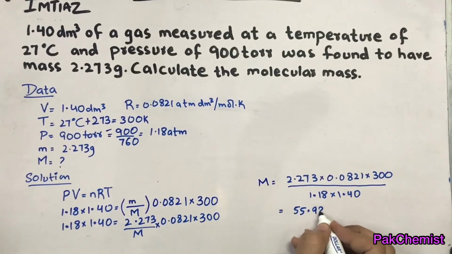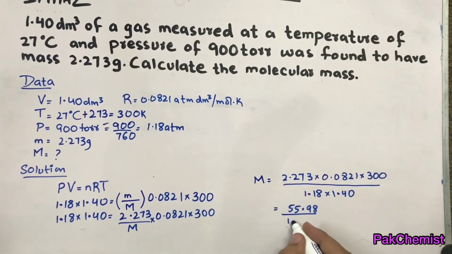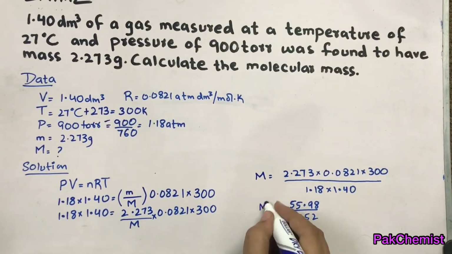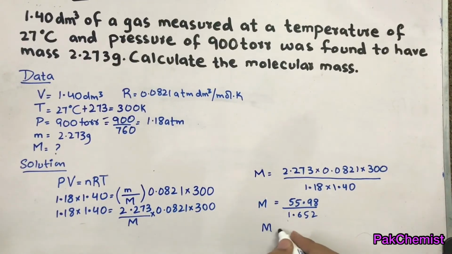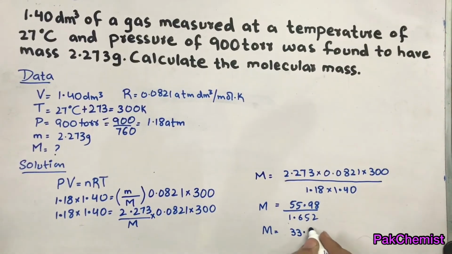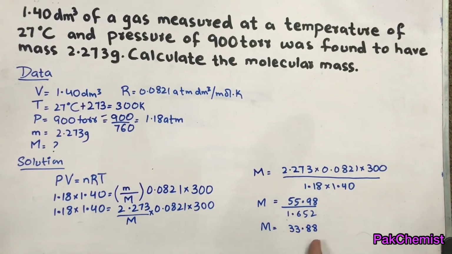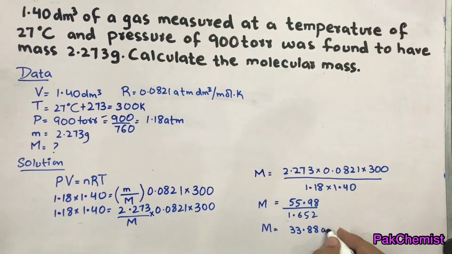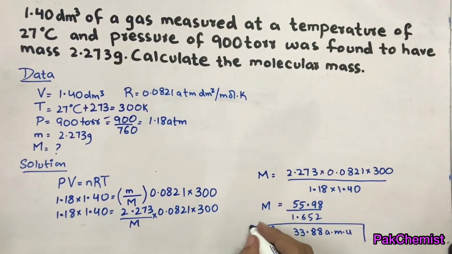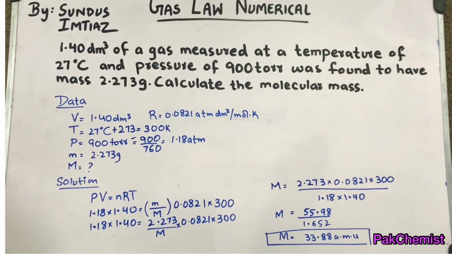After multiplying three of these values, you will get 55.98. And after multiplying both of these, 1.652. Then after dividing, you will get 33.88. And the answer has the unit of atomic mass unit. This is the answer. I hope you liked it and understood it very well.